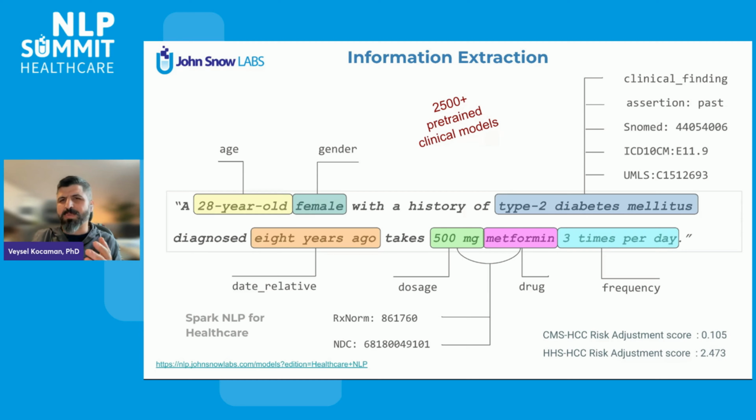So you may extract named entities, you can find a relationship between these entities, and then you can map these entities to certain medical terminologies. So Johnson Labs has been in this domain for the last 10 years, as you know. So we have more than 2,500 pre-trained clinical models that you can use on your own data by just getting the license of the library.